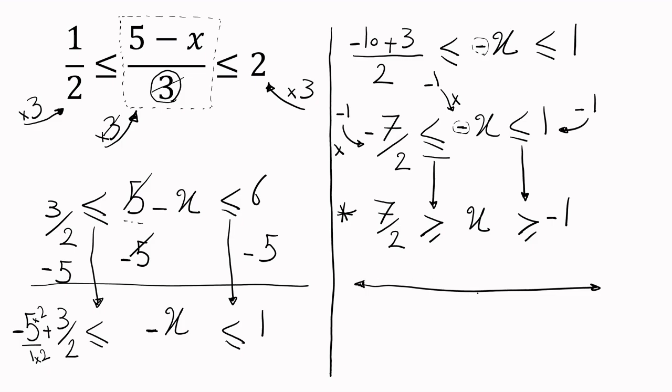If this is my number line and this is my 0, 1, 2, 3, 4, and this is my -1. 7 over 2, if I simplify that, you must know it is equal to 3.5. So it would be here. Let me write it here. 3.5. And as you can see here, x is equal to or less than 7/2 or 3.5.